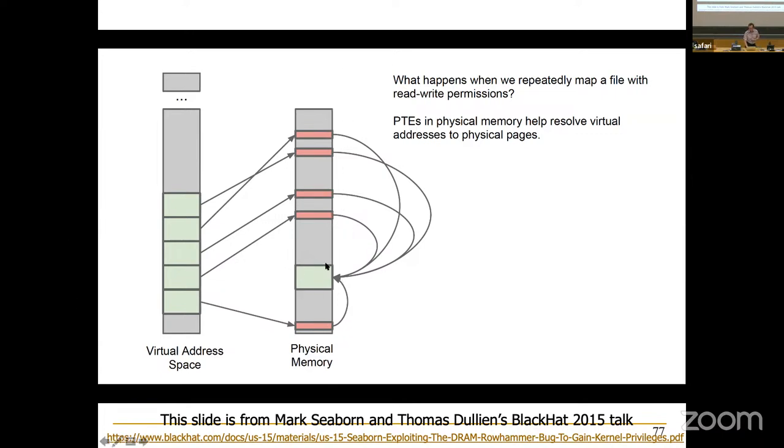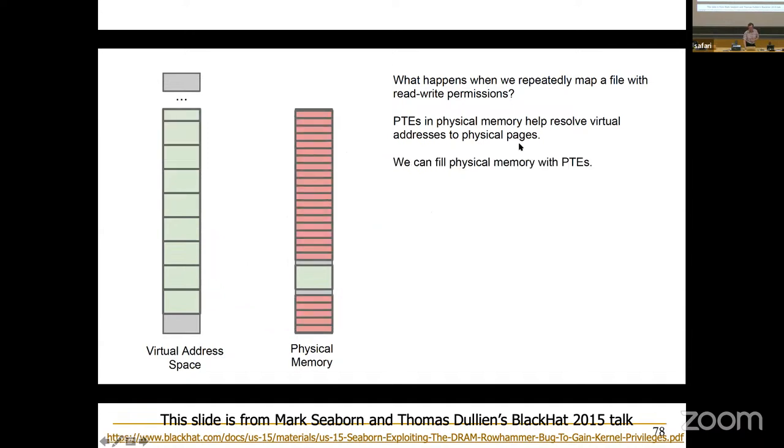Pointing to the same physical frame over here. Okay, basically, PTs and physical memory help resolve virtual addresses to physical pages. This is their words. And they can fill physical memory with page table entries. So most of physical memory is page table entries. Now, this is good. Each of them points to pages in the same physical file mapping. So all of them point to this green part over here.